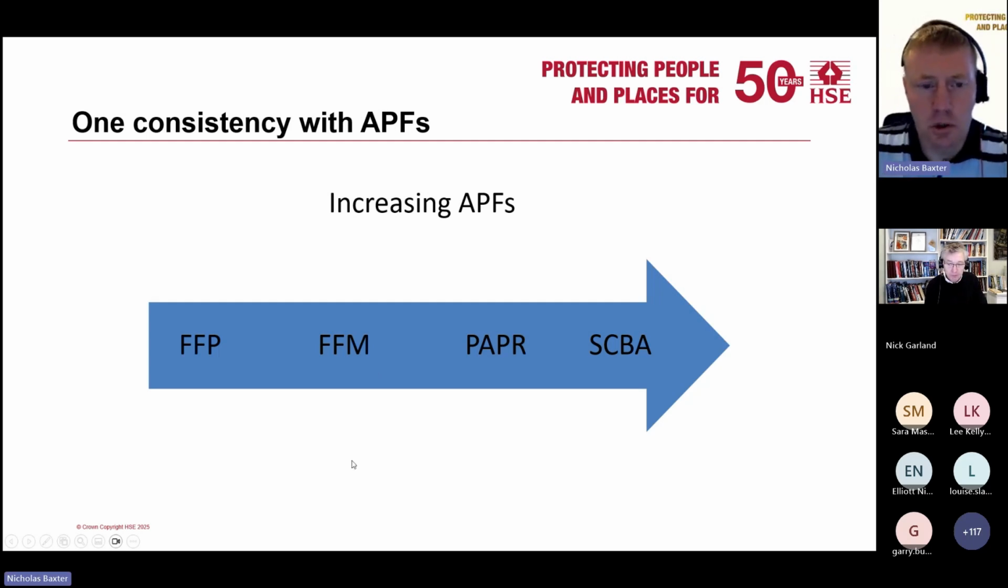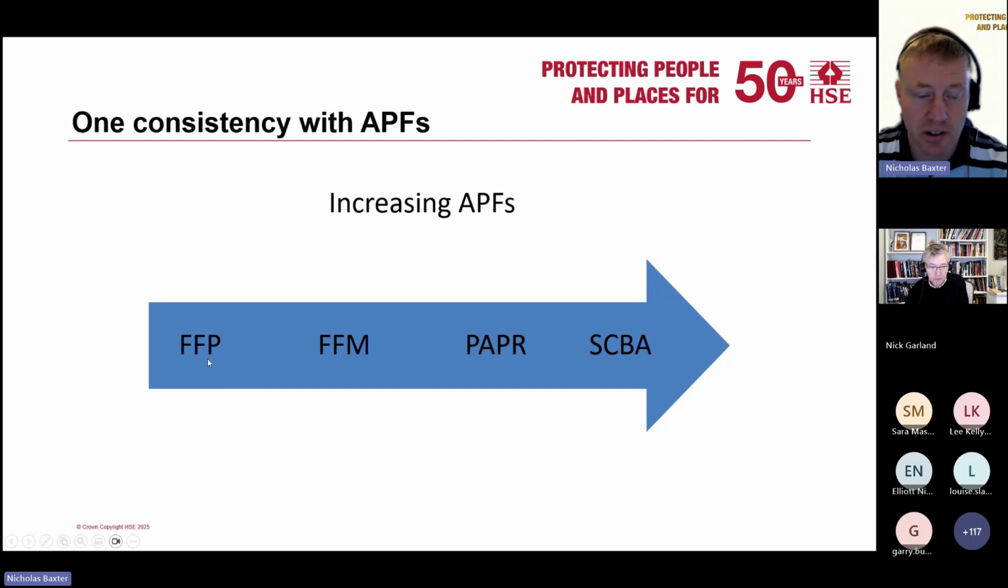One thing that we do understand with APFs is that generally they increase. So here we've got filtering face pieces. As we go through the different types of RPE, from full face masks, half masks, to powered to airline breathing apparatus, the APFs increase, and we see that from one country to the next as well. Even though we have the differences, this is the general trend that we see.